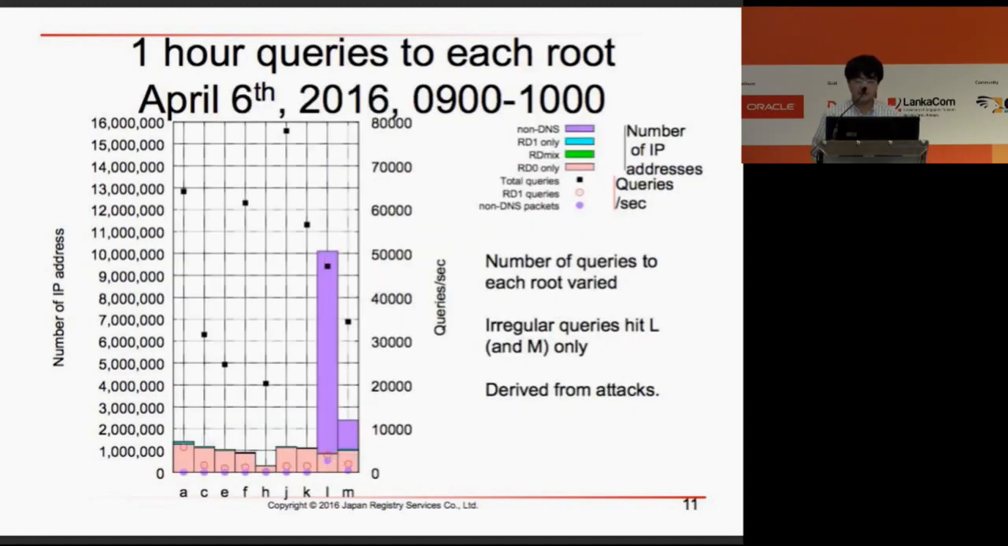This is 1 hour of queries to each root, April 6, 9 o'clock. The black dot shows the number of queries to each root. The number of queries to each root varied. And the purple part shows the number of IP addresses that send non-DNS, those attack queries only. Irregular queries hit L and M only, derived from attacks.